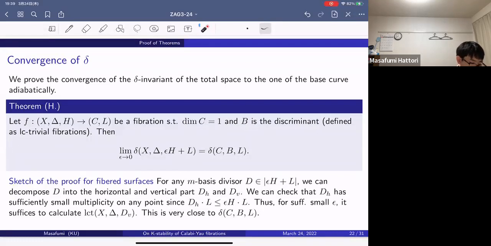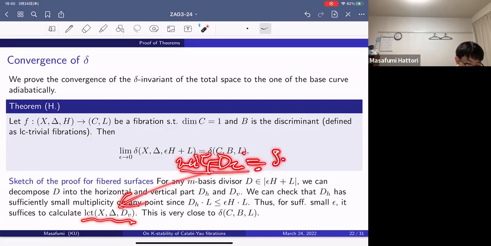And so for fiber surfaces, we can prove it as follows. So for any MVS divisor D, we can decompose D into the horizontal and vertical parts, D_H and D_V. And we can check that D_H has sufficiently small multiplicity at any point since D_H.L is less than or equal to epsilon H.L. Thus, for sufficiently small epsilon, it's sufficient to calculate the log canonical threshold. But D_V has multiplicity nearly equal to the log canonical threshold for any vertical prime divisor.